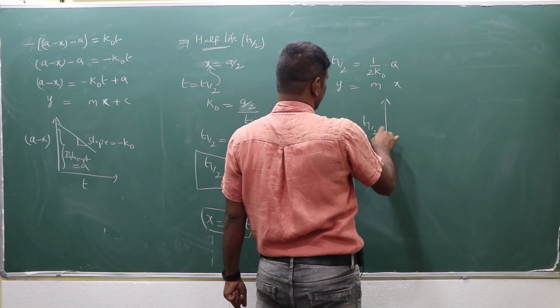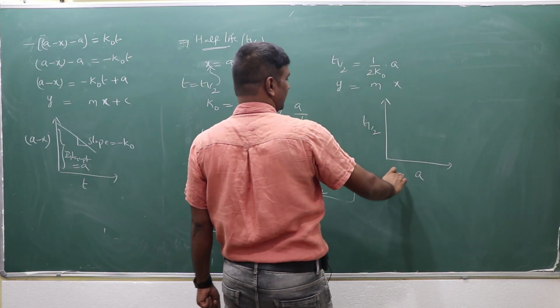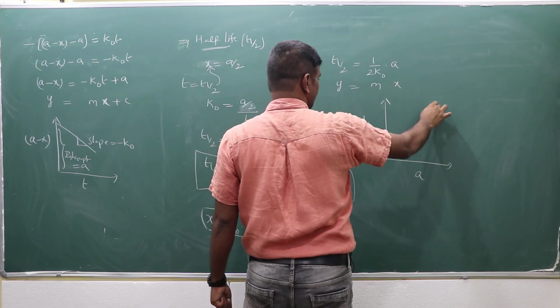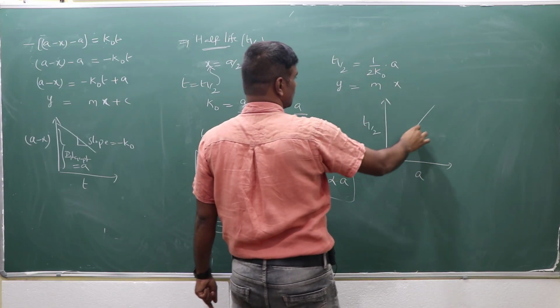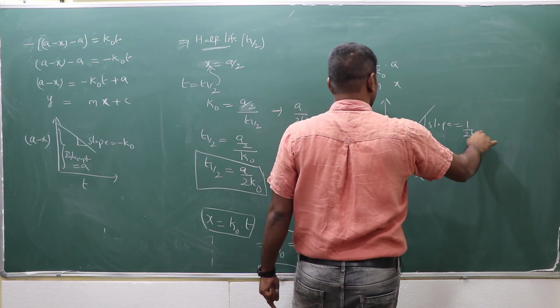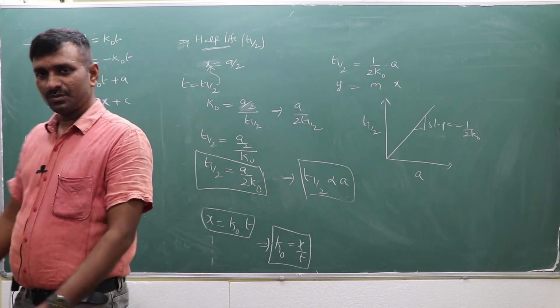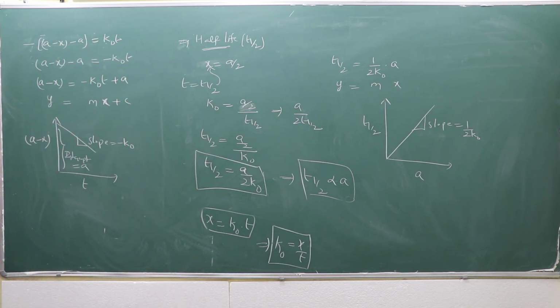This is t half is directly proportional to a. When a increases, t half also increases like this. So slope is equal to what? 1 by 2 k naught. 1 by 2 k naught is the slope. So this type of reactions, that is considered as which one? Zero order kinetics. In zero order kinetics. Next one is the first order kinetics.